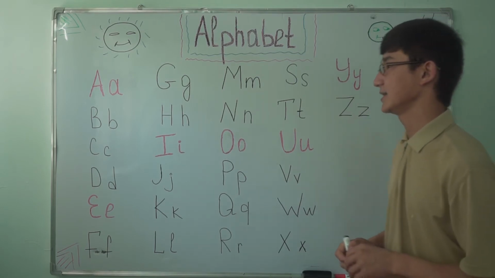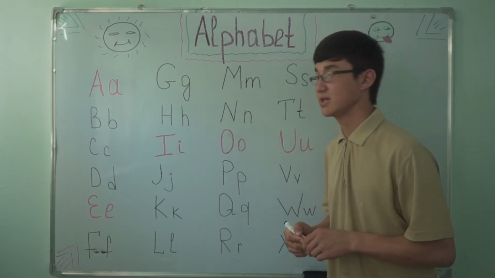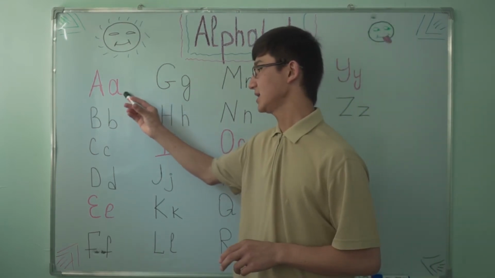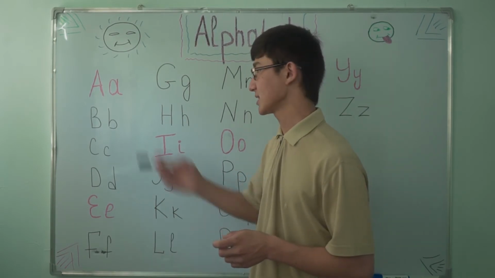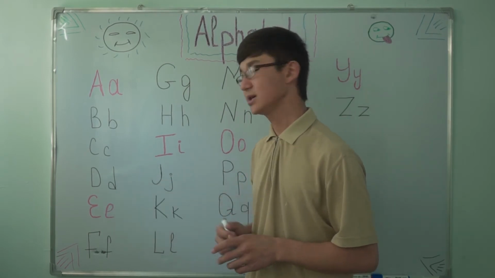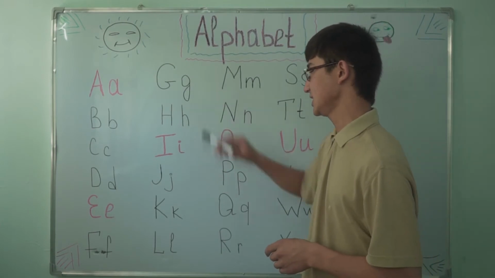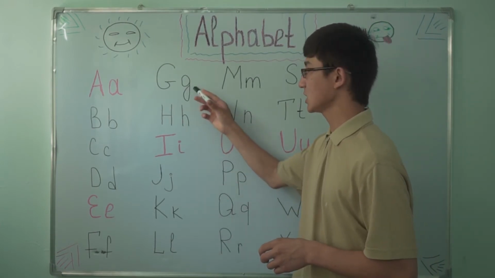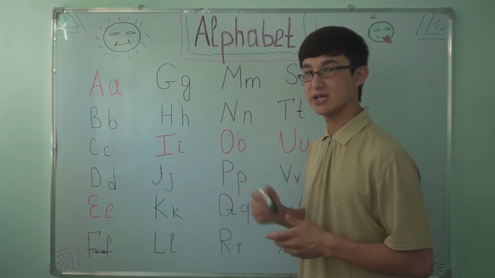Okay? Some people make mistakes between A and E in pronunciation. This one is A and this one is E. The other pair is G and J. This is called G and this one is J. Okay?